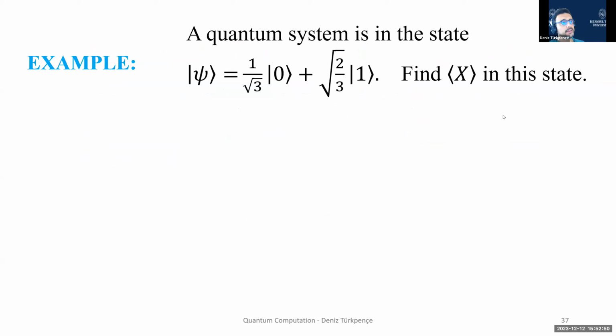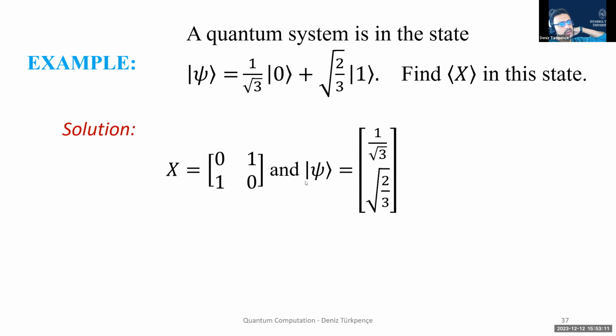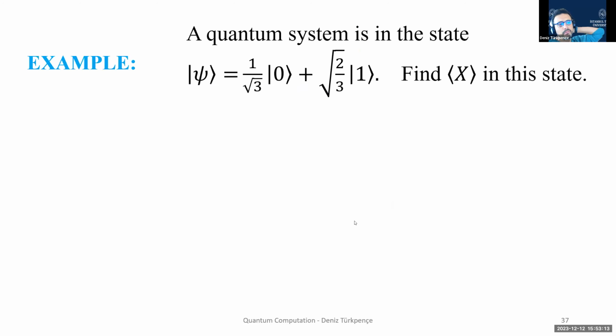Okay, another example. Assume that a quantum system is in this state. Find the expectation value of the Pauli X operator in this psi basis. So how can we solve this question? Directly, we can apply this formula.